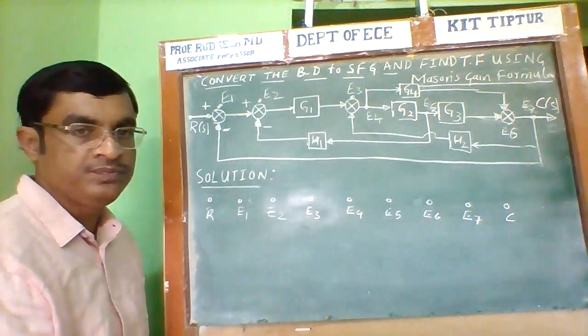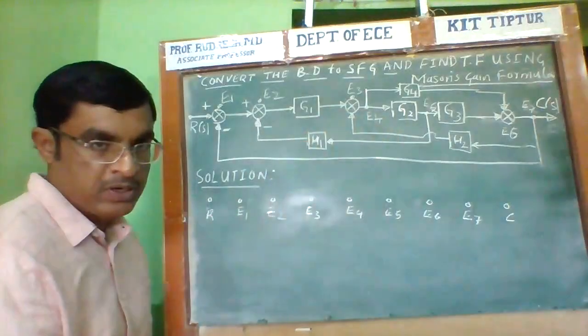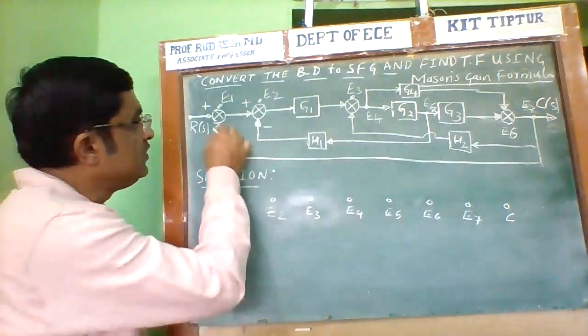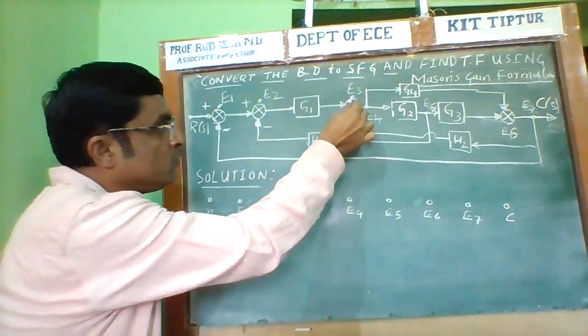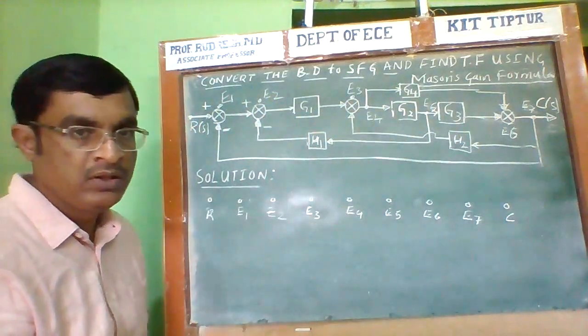The next step is to identify the main forward path from the block diagram. Now this is the main forward path. It starts from the R node, E1, E2, then goes to E3, E4, E5, E6. It is the main forward path.